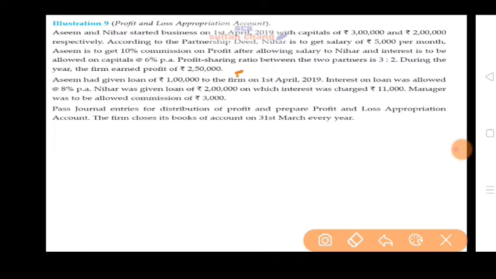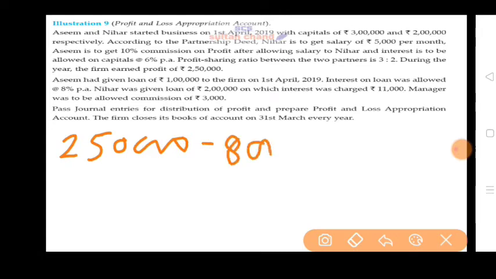Asim has given a loan of 1 lakh to the firm on 1st April 2019, and interest on the loan was allowed at 8%. So 8% of 1 lakh will be 8,000. This is interest on partner's loan given by Asim. This is a charge against profit, so again we will deduct it from our profit. So our profit is 2,50,000. From this 2,50,000 we will deduct 8,000 which we have given as interest on loan to Asim.